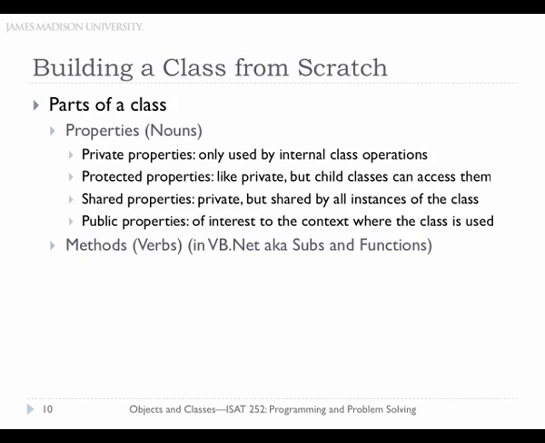Okay, so those are all the types of properties. Now let's look at the methods. These are the verbs. These are the things that your class can do. In VB.NET, these are also known as subs and functions, sub-procedures and functions.